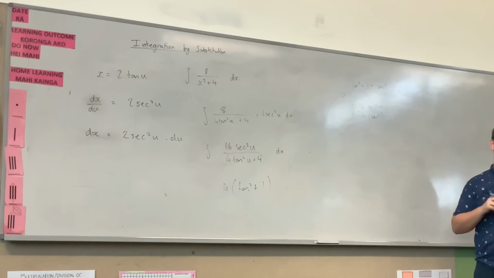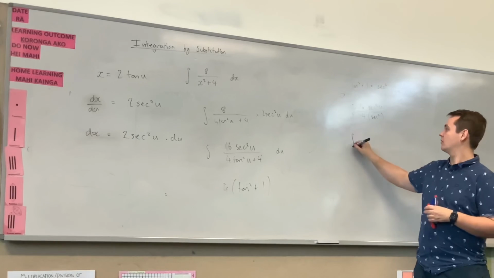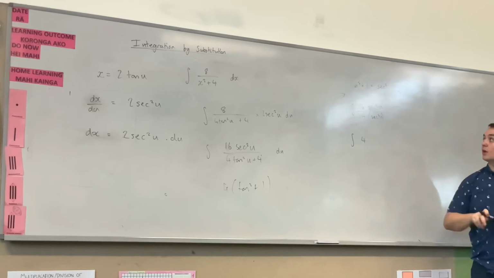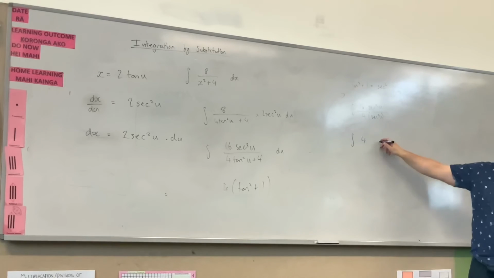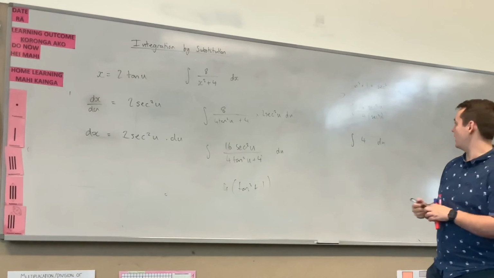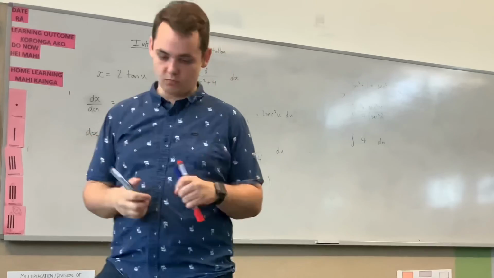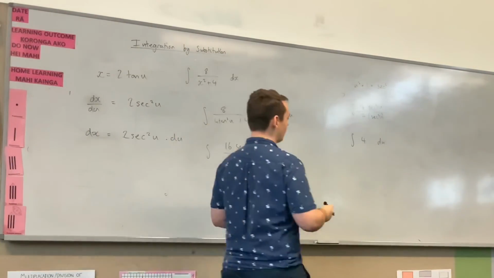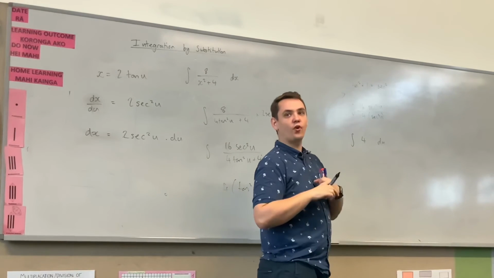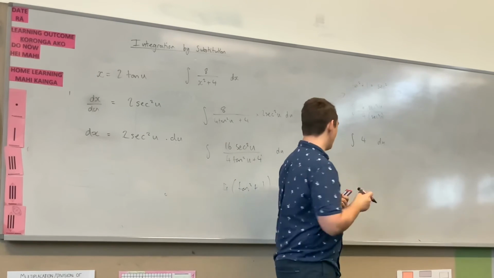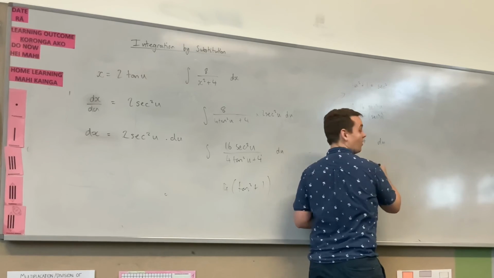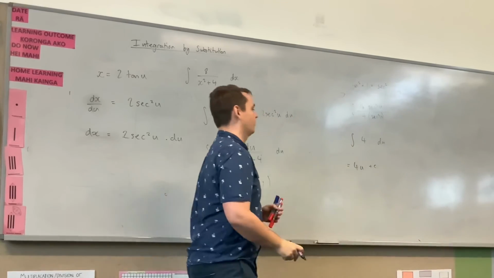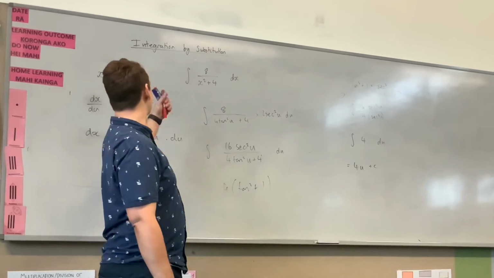What does that become? It just becomes 4 du, because sec squared divided by sec squared is 1, and 16 divided by 4 is just 4. So, does anyone know how to integrate 4? 4u, there we go. 4u plus c. Okay? And what's u?